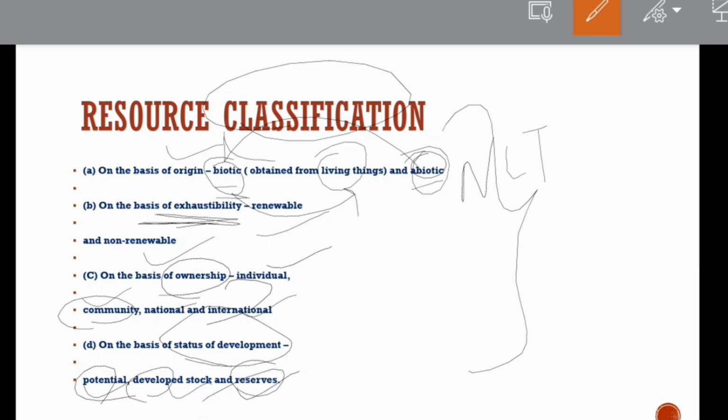Lastly, and fourth, is reserves. Reserves are just like stock, but these are resources which can be put to use with technology, as they have not been used yet. Okay, what are reserves? We can use them with technology.